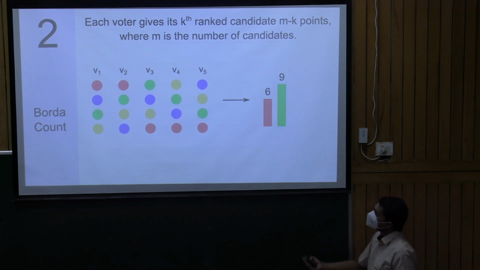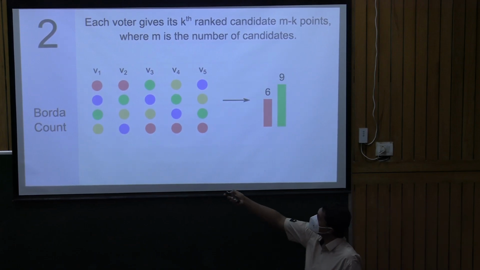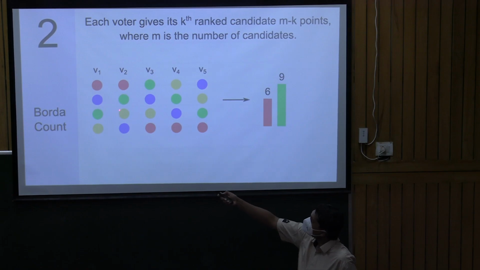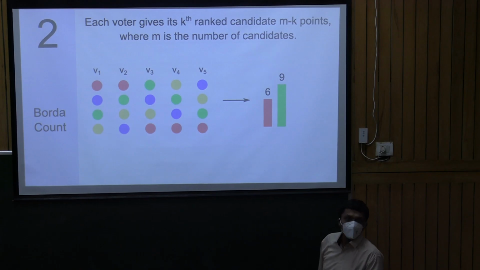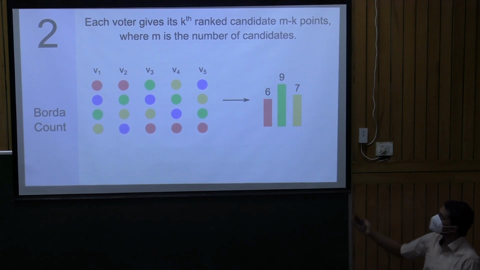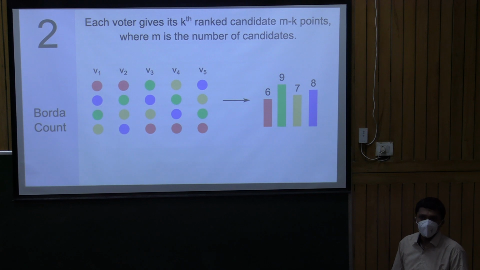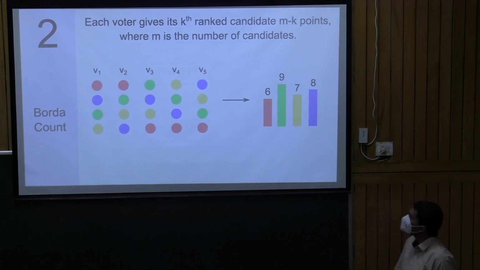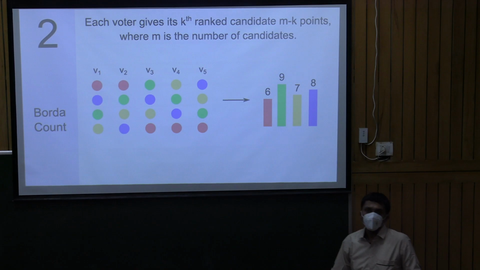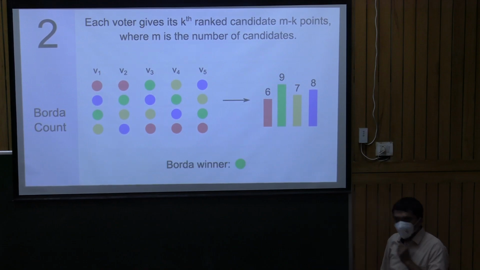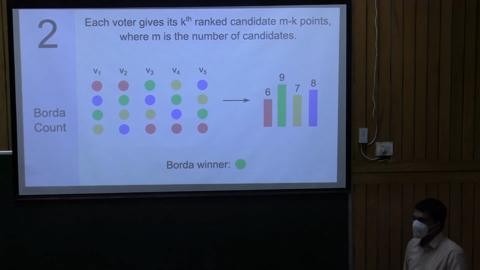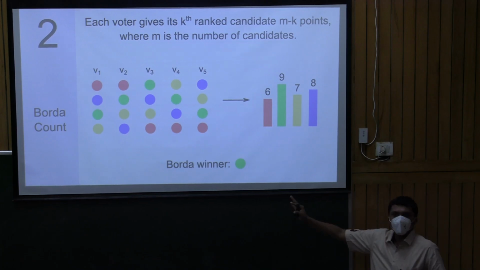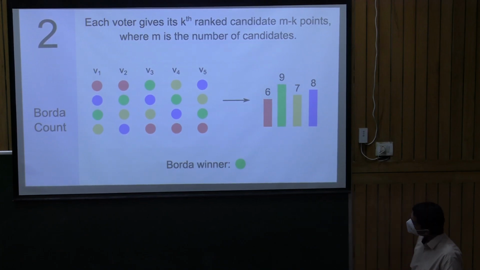Likewise for green, you can imagine that it's 9. Why? Because it's 3 from here, 4 from these 2 votes, and 2 more from these 2 votes. Similarly, you can calculate the Borda scores of all the other candidates. The one with the highest Borda score is the winner of this election. So green is the Borda winner on this profile. Any questions? Again, I'm not talking about tie breaking, you can imagine that it's there. All right, good.